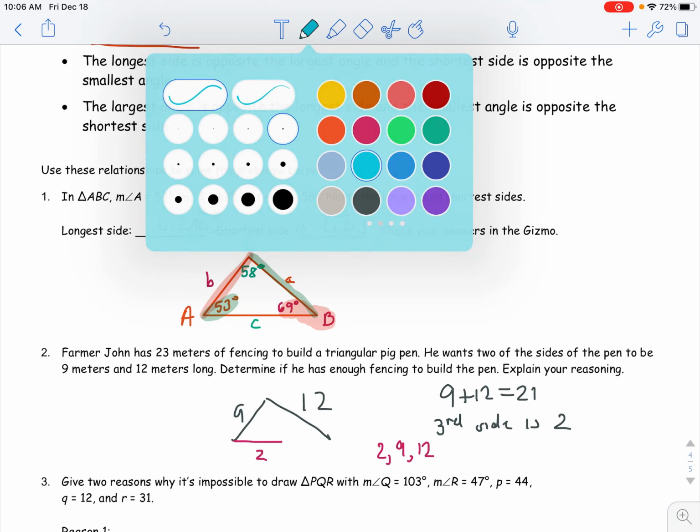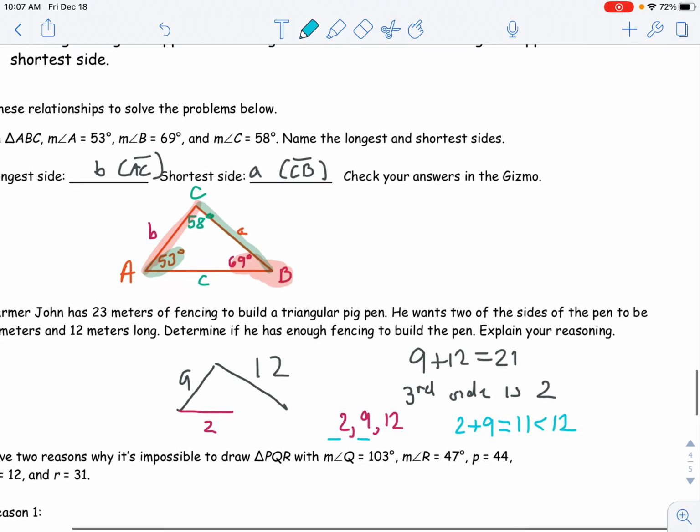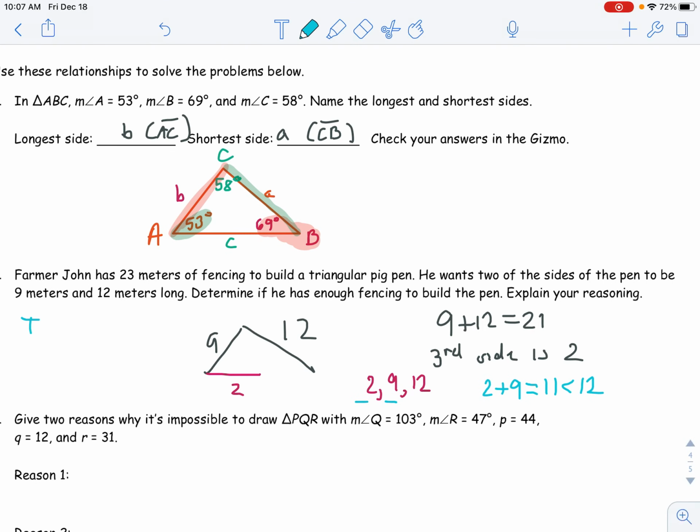Using the triangle inequality theorem, I'm going to pick the two smallest sides, 2 and 9. 2 plus 9 equals 11. Oh, crap. It's less than 12. The triangle inequality theorem has failed us. It doesn't work. It's impossible to create a triangle with lengths 2, 9, and 12. Can't build the fence.